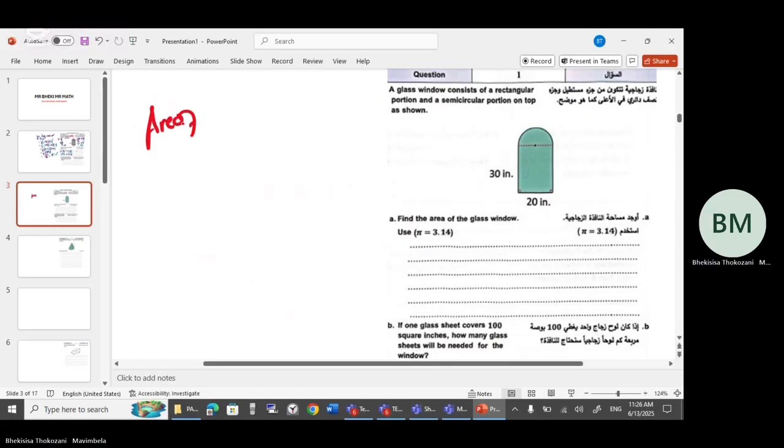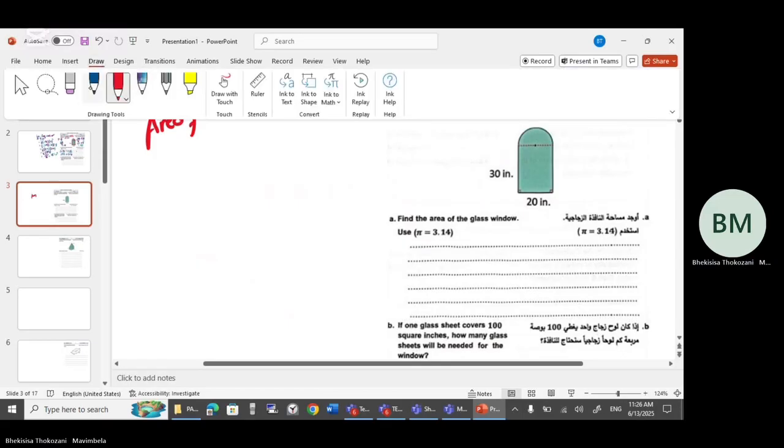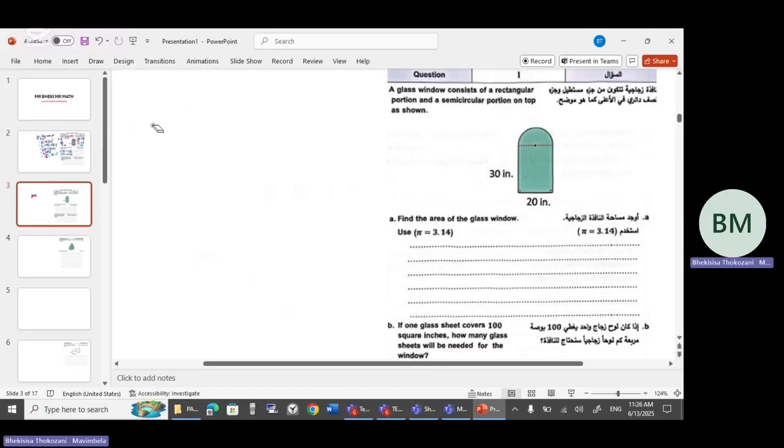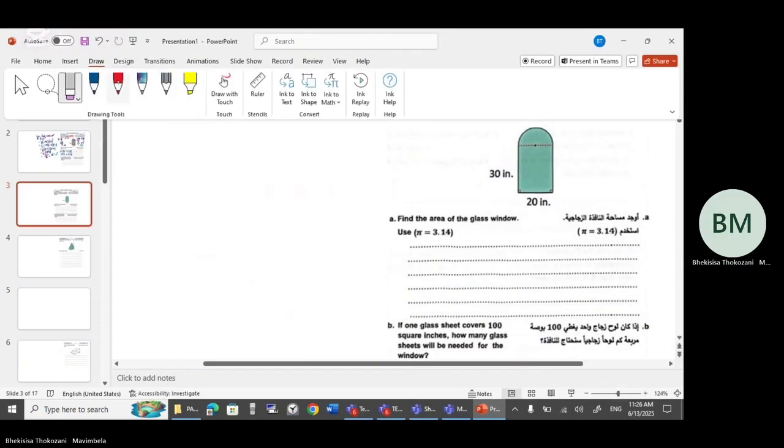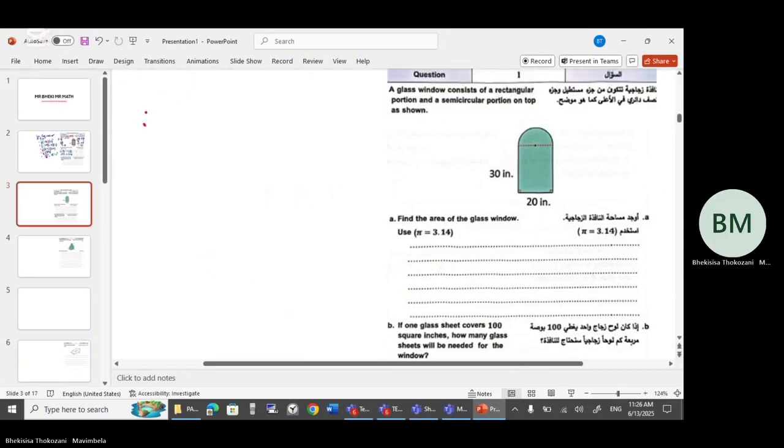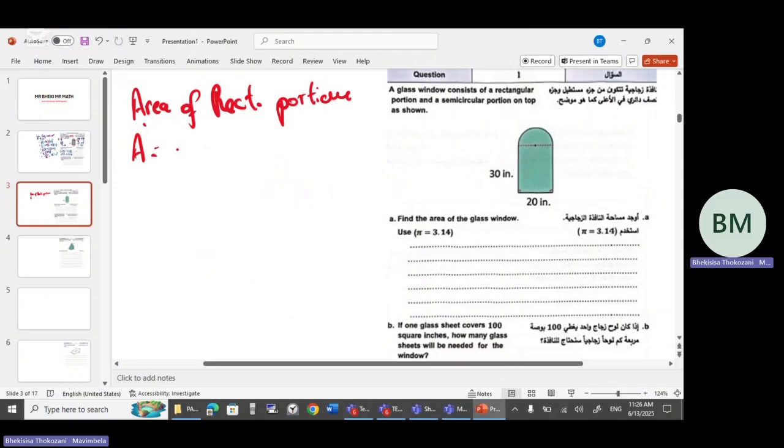Area of a rectangular portion. Okay, so remember the formula is A equal to L times W. Okay, are you guys following?